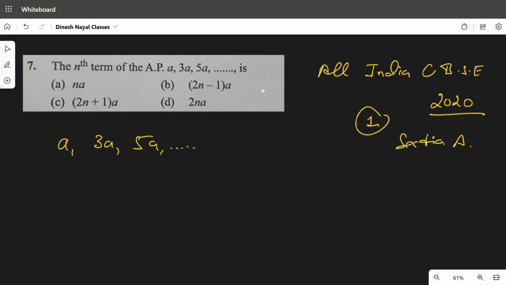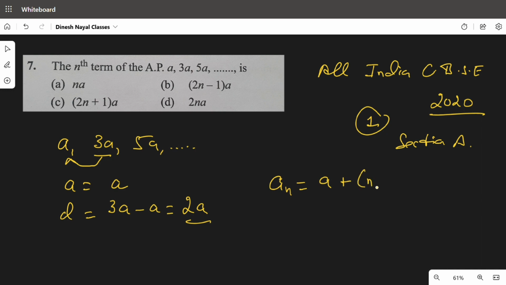So what do you have to do? You have to find the nth term of this. Just have a look at the AP. In this AP, the first term A is actually a only. And what's the common difference d? Common difference d is 3a minus a, the difference of these two terms, that equals 2a. So the common difference is 2a. Now we know the formula for the nth term, an equals a plus n minus 1 into d.